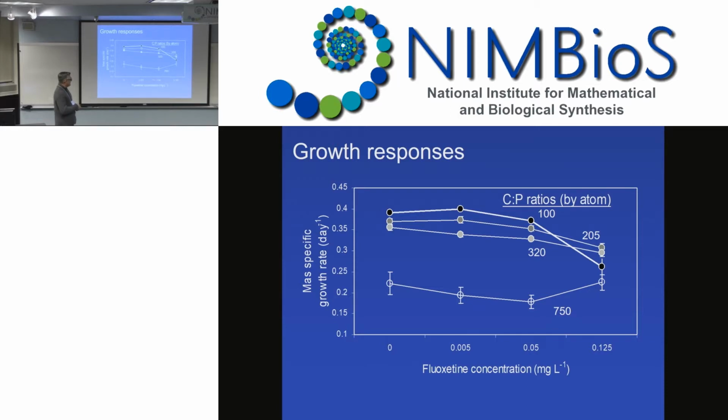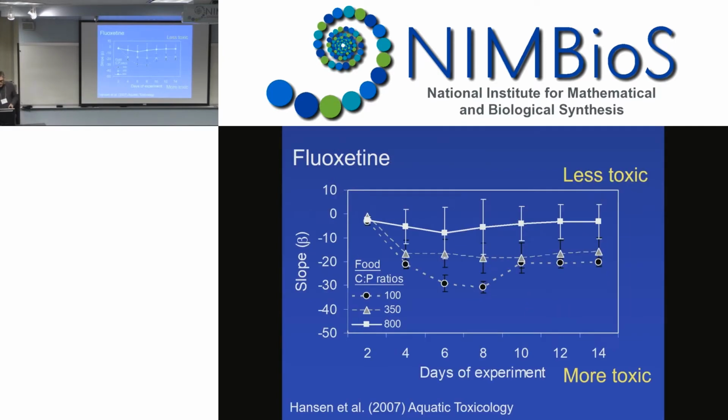So here we go. We changed the fluoxetine concentrations, and this is the growth rates. And again, at the control, high C:P ratios, phosphorus-poor food, they grow slower, so that's really good. But when you get out to a higher fluoxetine, you can see animals eating the phosphorus-rich food start to grow slower, and the ones eating phosphorus-poor food don't really care. We saw this in survival as well. So here's the phosphorus-poor food. They don't really change their survival, whereas there's a much steeper slope for the ones eating phosphorus-rich food.